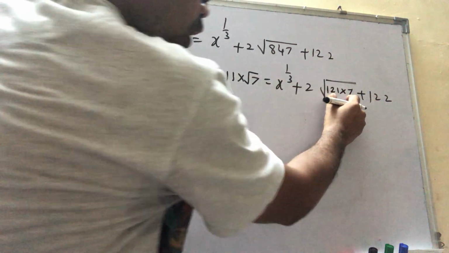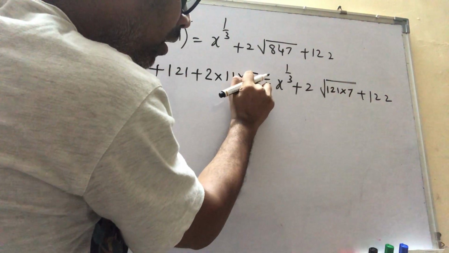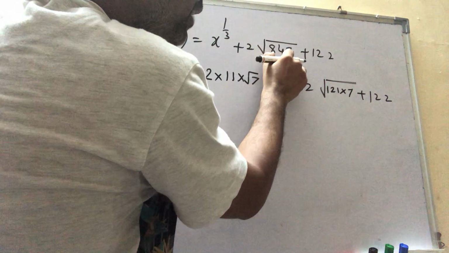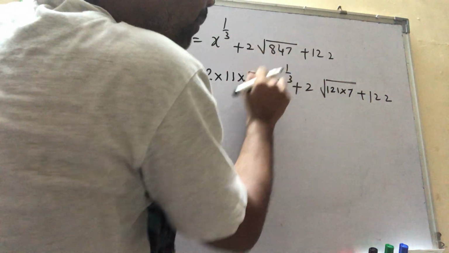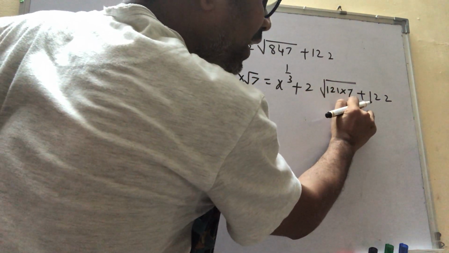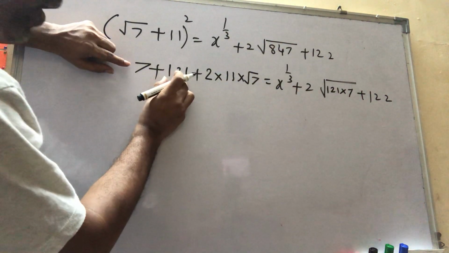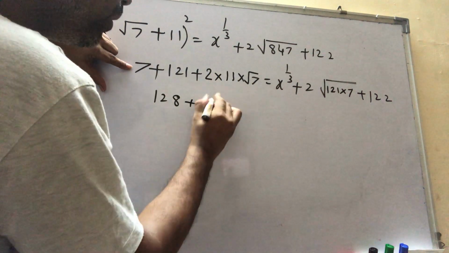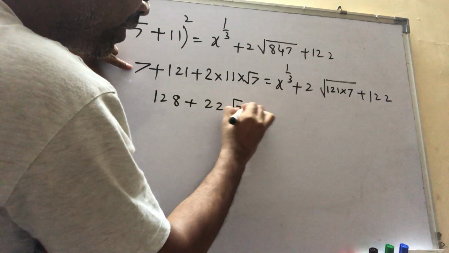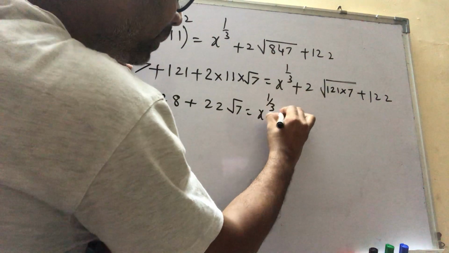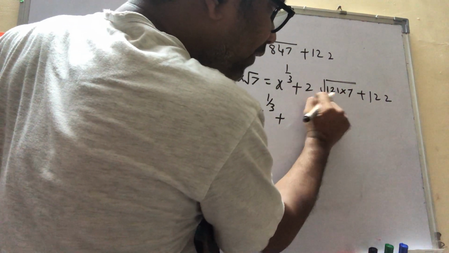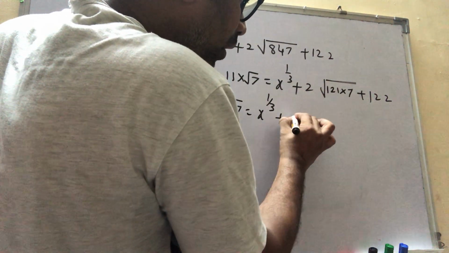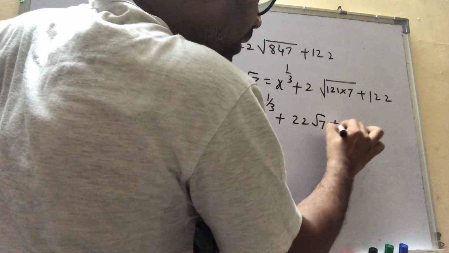I got this idea from this number, because in the root there is a 7, so I divided 847 by 7. So we got 121 into 7. So now 121 and 7, that is 128, plus 11 into 2, that is 22 root 7, is equal to x^(1/3) plus, now see here, 121 is a perfect square, root 11, and already 2 is outside, so that will become 22 root 7 plus 122.